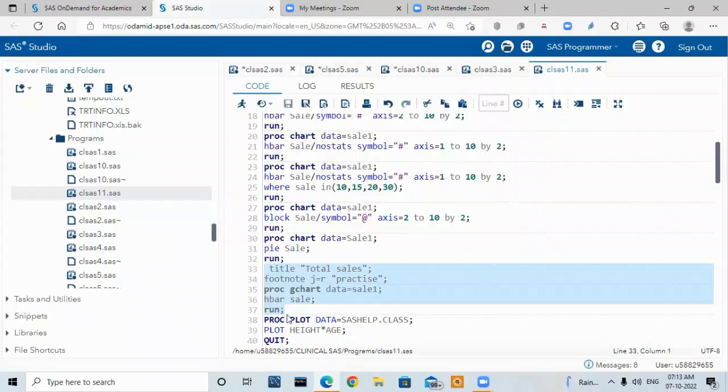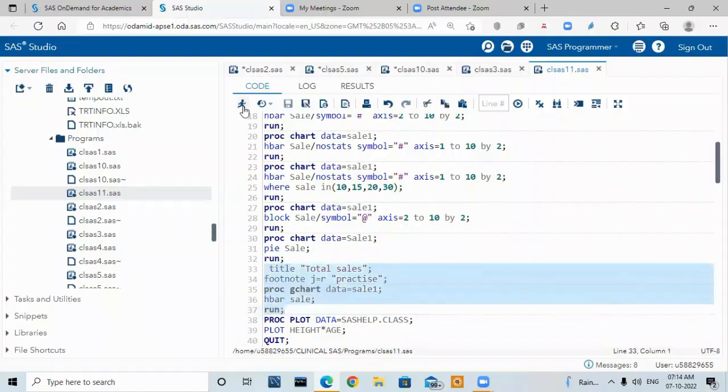But let us see. That's why I have included only one program here for proc GCHART. We have so many programs for proc GCHART, right? Because sometimes it will work, sometimes it will not work in SAS Studio. Anyhow, here the proc GCHART is drawing the HBAR. HBAR is nothing but a horizontal bar. So here we have given the title and footnote. Understood? So let us see how proc GCHART looks.